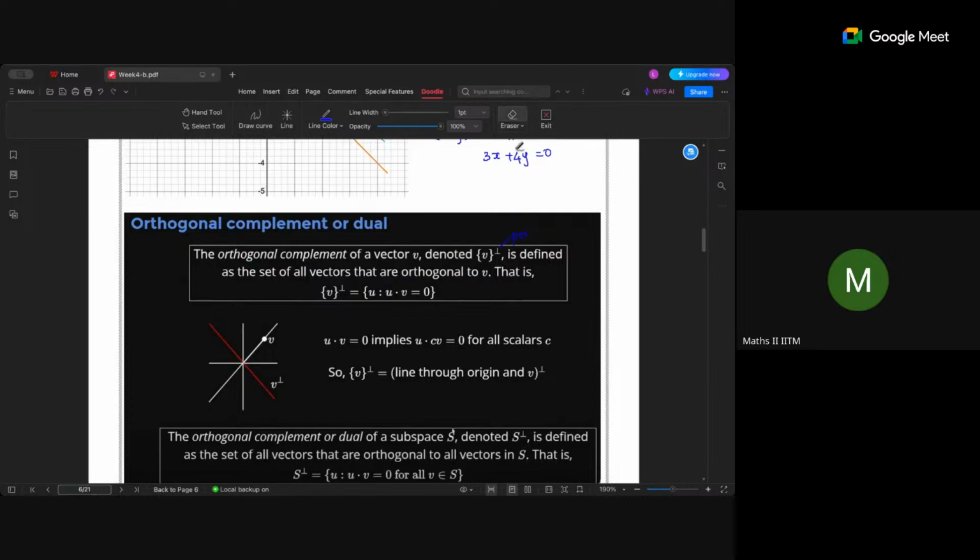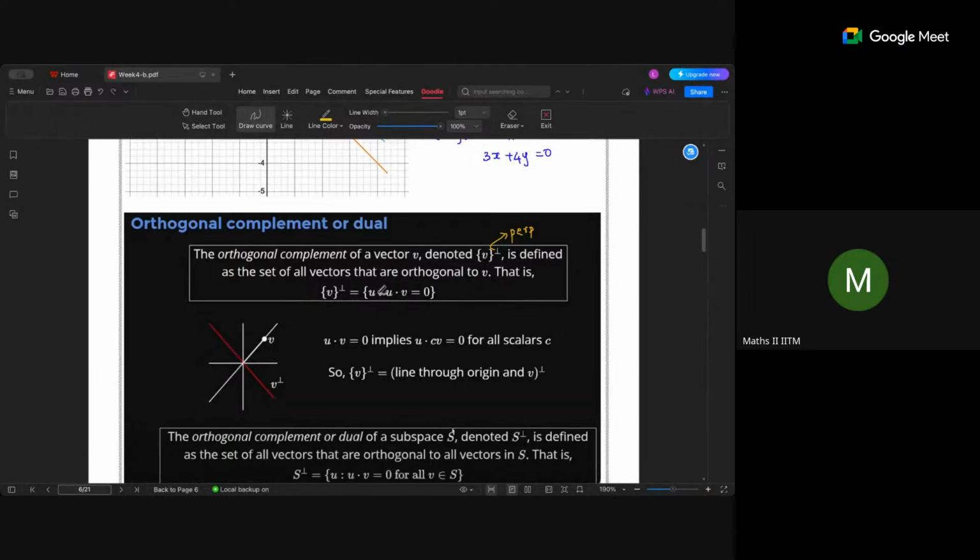So this is defined as the set of all vectors that are orthogonal to v. This notation is perp. Okay, so all the vectors that are orthogonal to v. So here you take the vector v, the v perp is the set of all u such that u dot v is equal to 0. Okay, so the definition is clear, right?